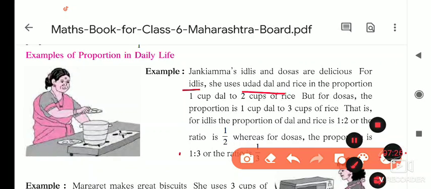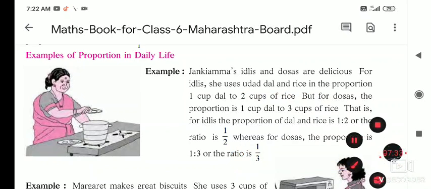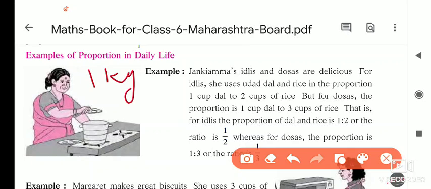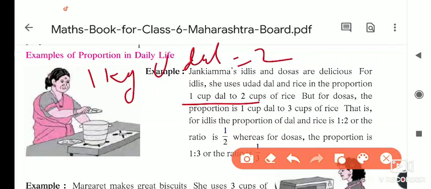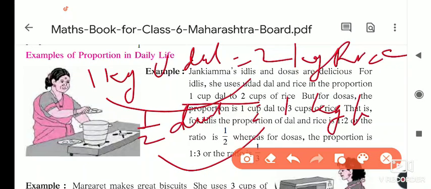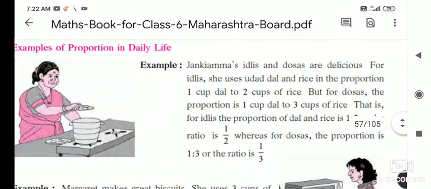She uses urad dal and rice in the proportion of 1 cup of dal and 2 cups of rice. Okay, so for idlis the proportion is there. If she is taking 1 kg of urad dal, then she is taking 2 kgs of rice, meaning a 1:2 ratio. If she is taking half kg of dal, then the rice is 1 kg. Double: 1 becomes 2, half becomes 1. In this way she is taking this proportion for idlis.